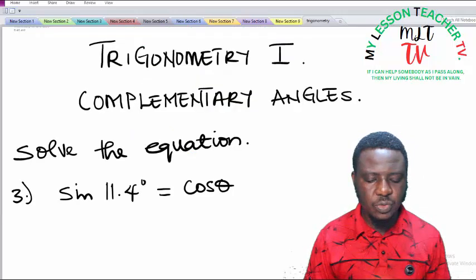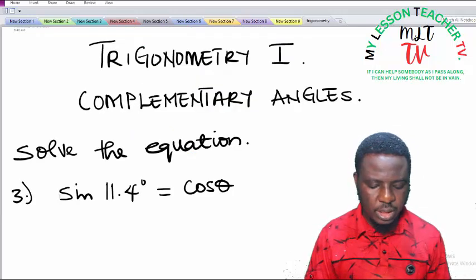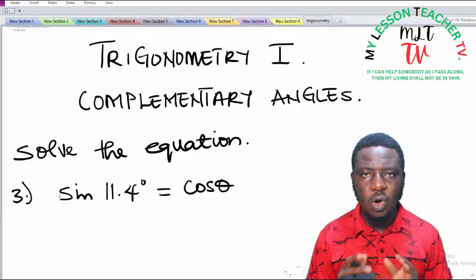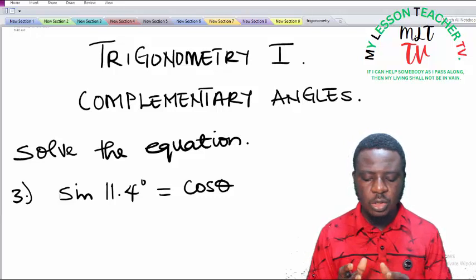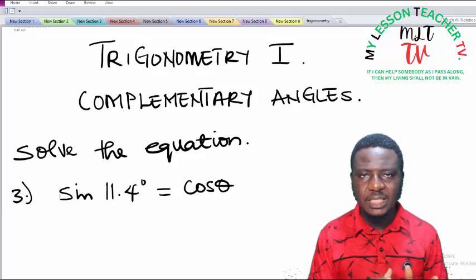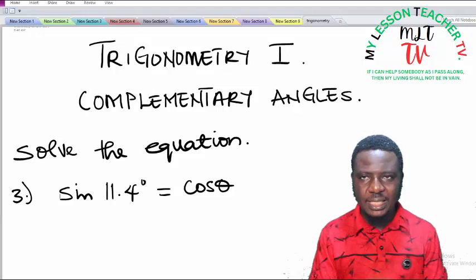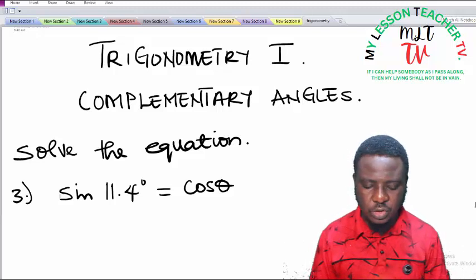In this exercise, we are asked to solve the equation that sine 11.4 degrees is equal to cos theta. What is theta? All you need to do is use the trig identity, which I have shown you from the complementary angles, and compare it with this. Thereafter, you can simplify and solve to get your solution.